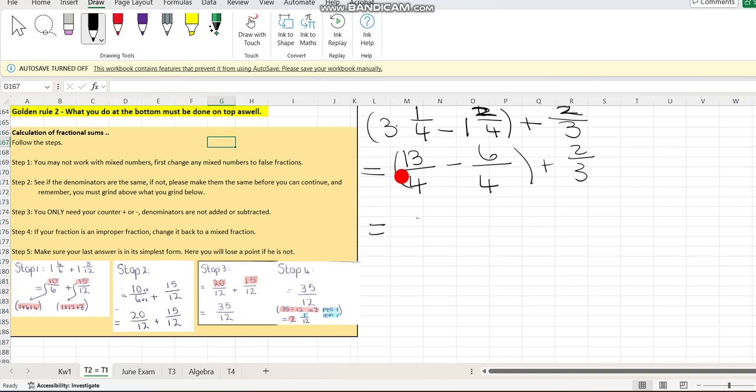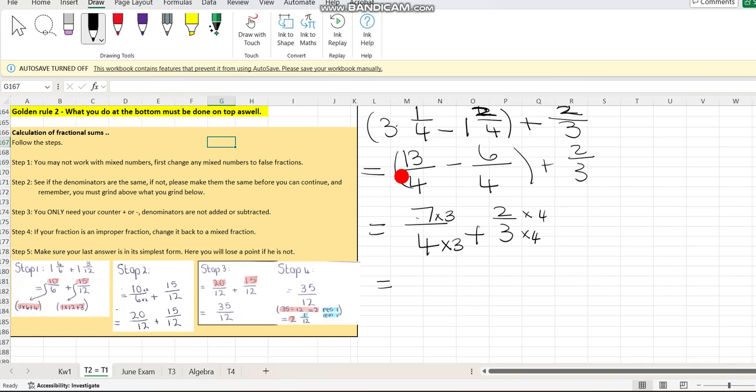Now, in the case of this, it is already the same, so you don't need to change anything, but first solve the bracket. So 13 minus 6 will then give you 7 above 4, plus 2 above 3. Now we're back at a place where we need to go back a few steps, because now we're sitting with, again, a fraction sum. So the bottoms are not the same, but 3 cannot go into 4. So I will have to multiply them with each other.